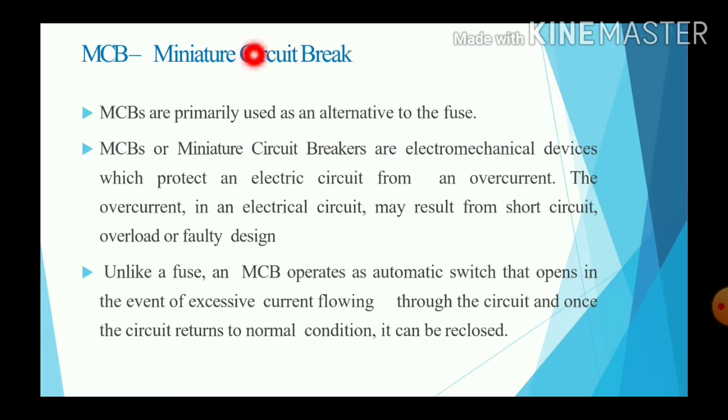First, let's move on to MCB. MCBs are primarily used as an alternative to fuse. MCBs or miniature circuit breakers are electromechanical devices which protect an electrical circuit from an overcurrent. The overcurrent in an electrical circuit may be the result of short circuit, overload or faulty design. Unlike a fuse, an MCB operates as an automatic switch that opens in the event of excessive current flowing through the circuit, and once the circuit returns to normal condition, it can be reclosed.